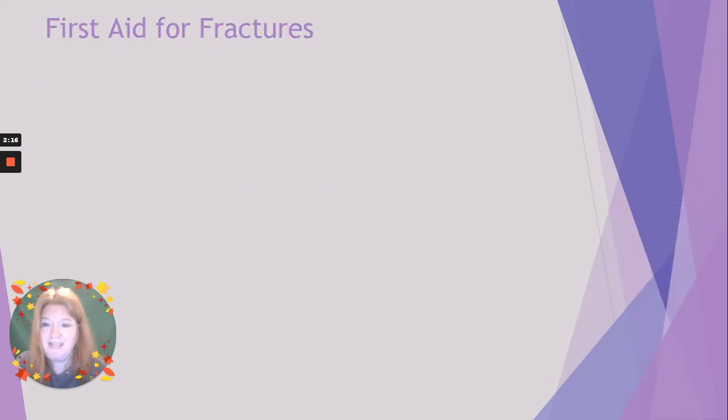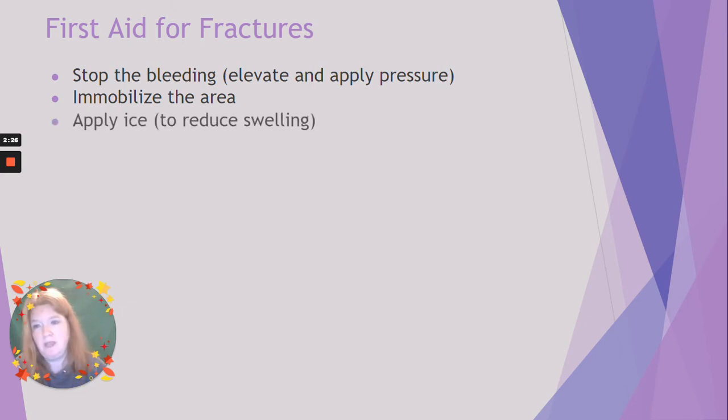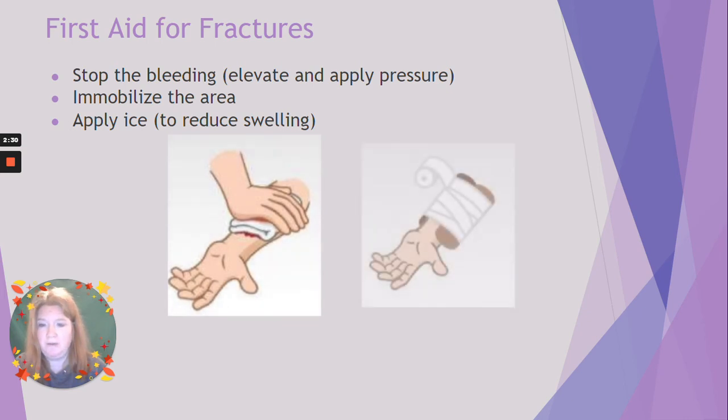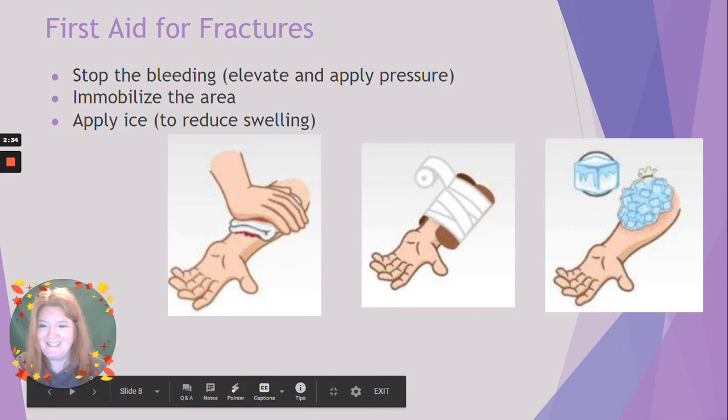All right, first aid for fractures. First, you want to stop the bleeding, so elevate and apply pressure. Then you want to immobilize the area, keep it from moving. And then you would want to apply some ice to reduce swelling. So stop the bleeding, immobilize it, and apply ice.